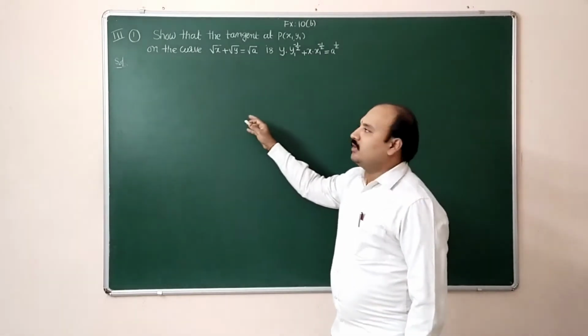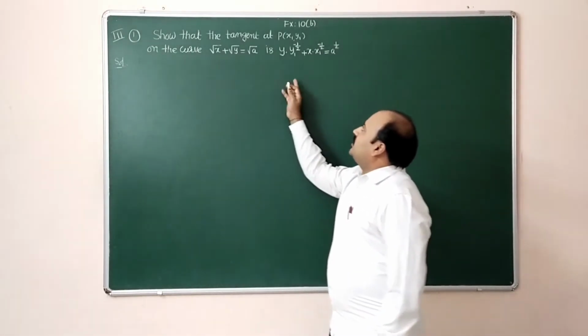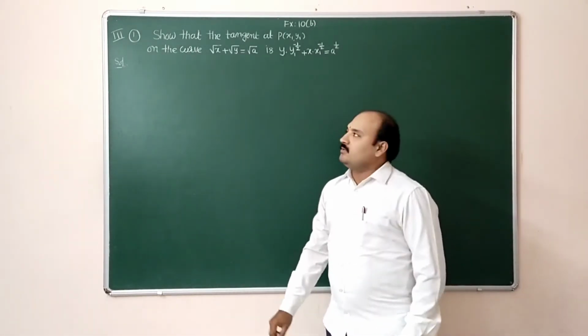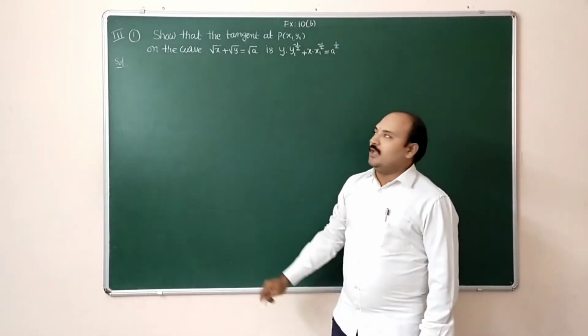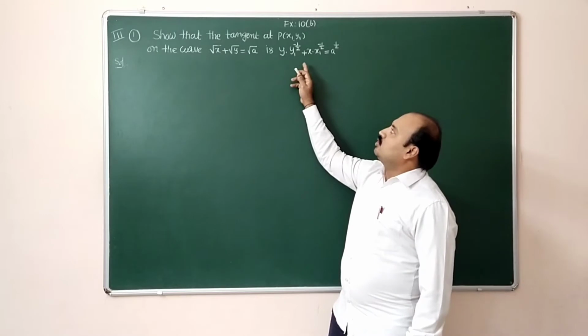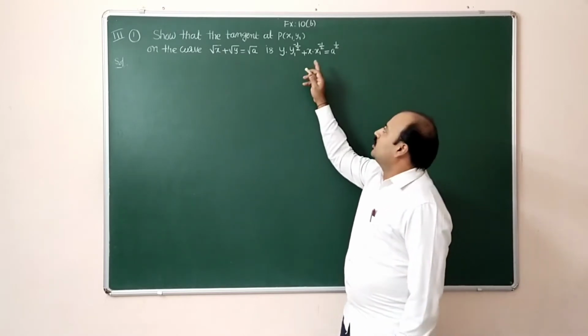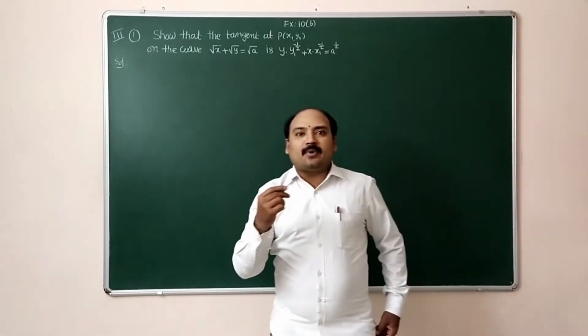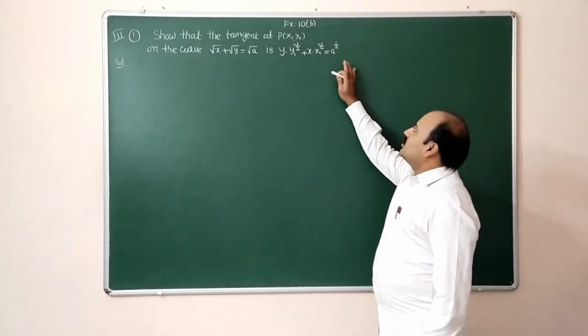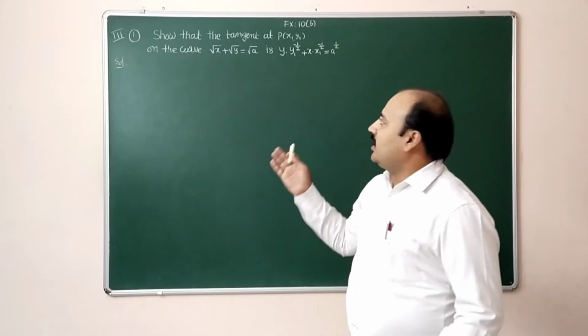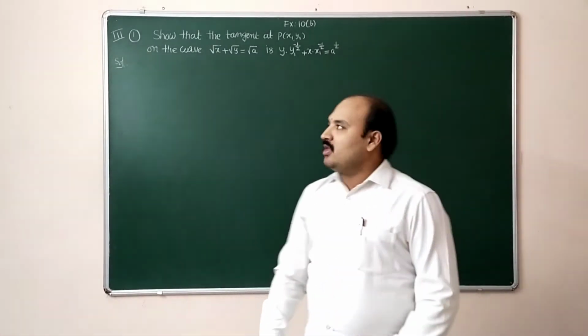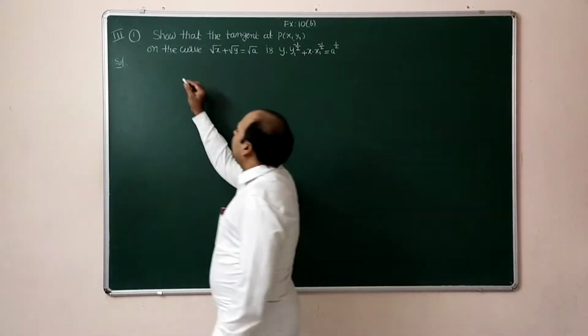The first question here. Show that the tangent at P(x1, y1) on the curve root x plus root y equal to root a is y into y1 power minus 1 by 2 plus x into x1 power minus 1 by 2 equal to a power 1 by 2. So here the curve is given and one point is also given. So here the first step is the given curve.